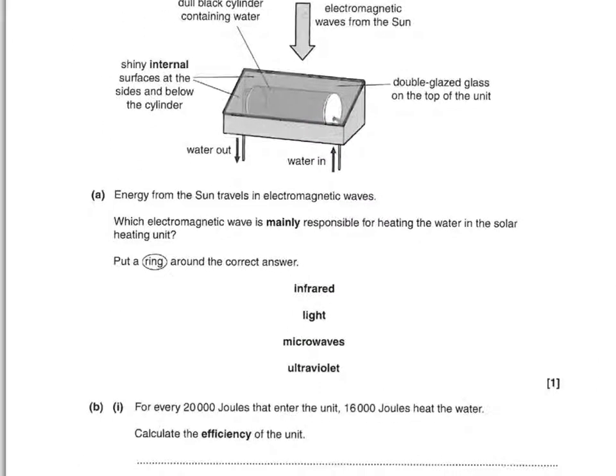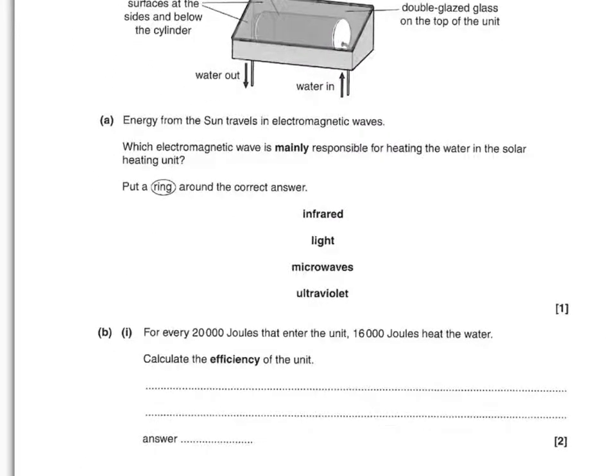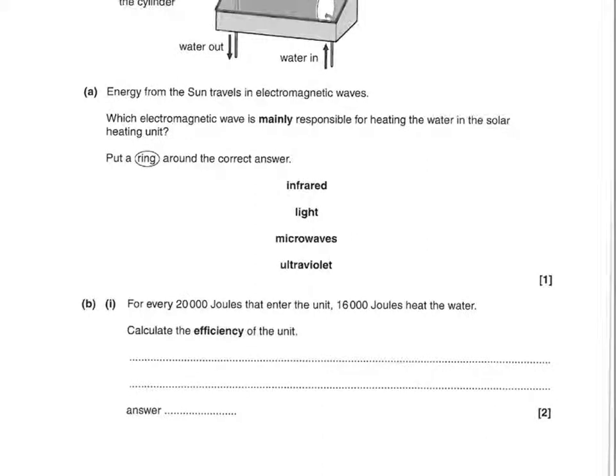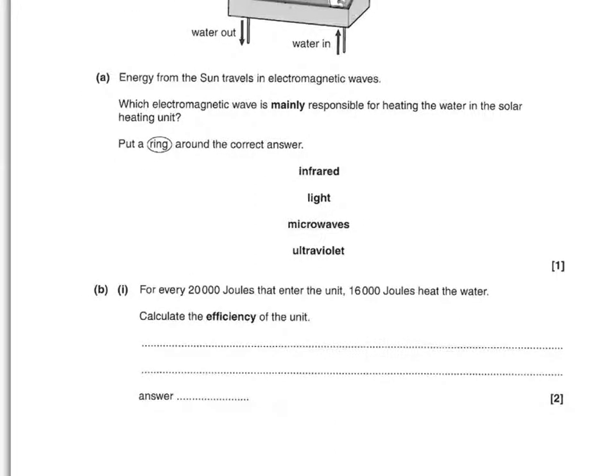And it says, energy from the sun travels in electromagnetic waves. Which electromagnetic wave is mainly responsible for heating the water in the solar heating unit? Put a ring around the correct answer, and the correct answer is infrared, none of the others. Then it says, for every 20,000 joules that enter the unit, 16,000 joules heat the water. Calculate the efficiency of this unit.